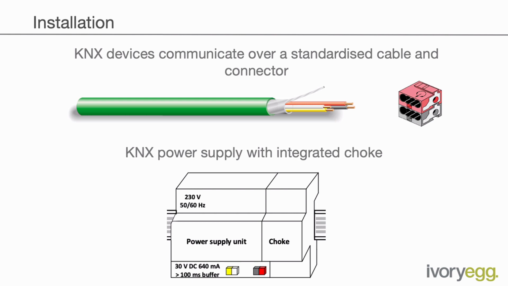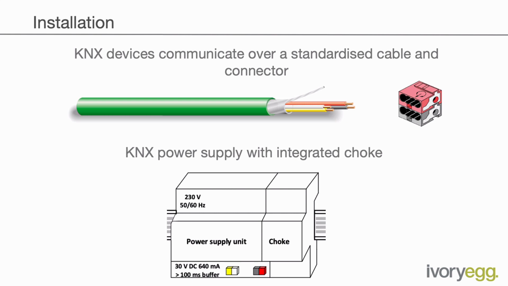We need a power supply on the line. Now this is a specific KNX power supply because it has an integrated choke, and it's the choke that allows the AC signal and the DC signal to be on the same cables. It also forms part of the telegram, so it's a really important part in the system. So KNX power supply, that powers the bus and manages some of the communication.